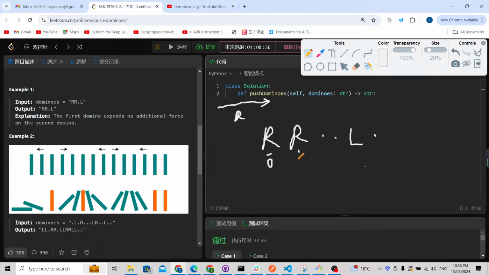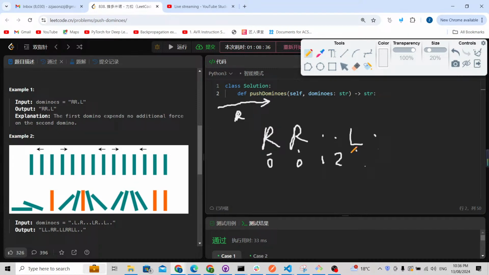And for this position, the closest distance from the force R, including itself, is R itself, so the distance is going to be 0. What about this dot? The closest distance to the R is going to be 1. And what about this dot? The closest distance to this R is going to be 2. So what about this dot? So the closest distance.